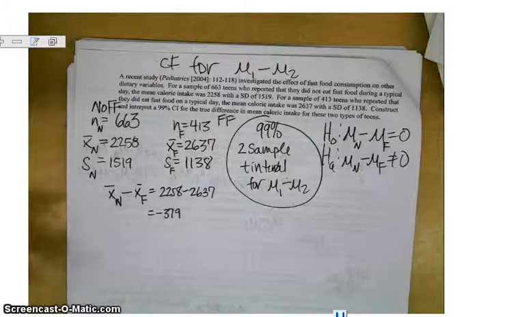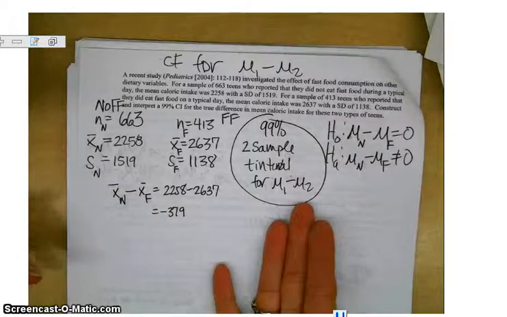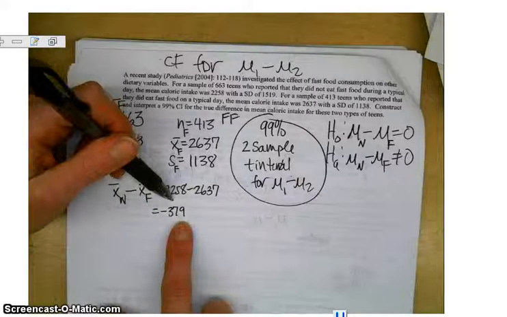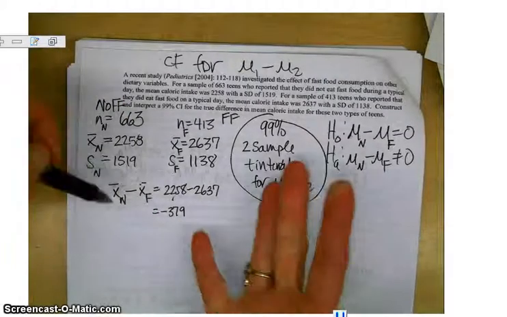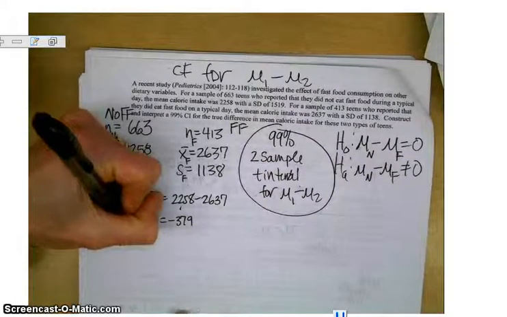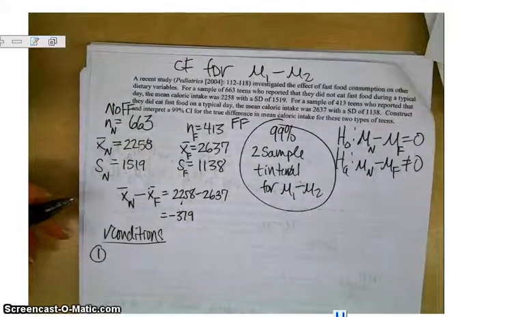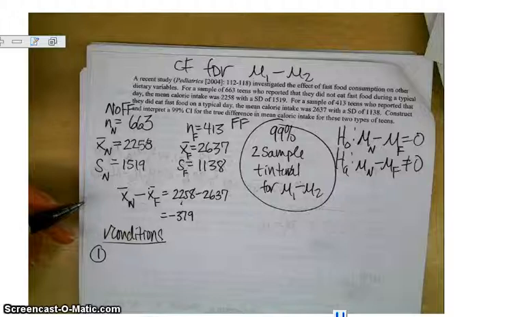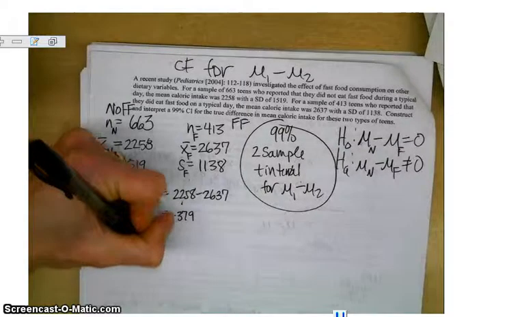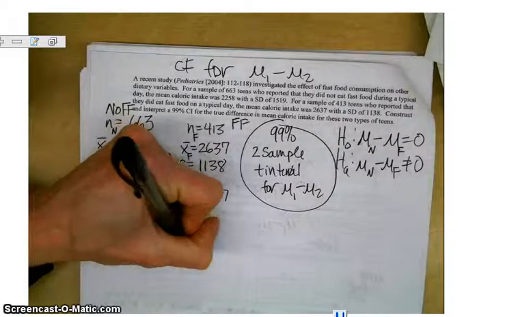Because it appears who eats more? Who do you think eats more? Fast food, okay? Since fast food was second and the difference is negative, it means that people who eat fast food, here at least, tend to eat more calories. All right, so we would want to check our conditions. And when we check our conditions, the first one, is it a random sample? Does it say? Okay, so we are going to have to assume that the samples were taken at random.